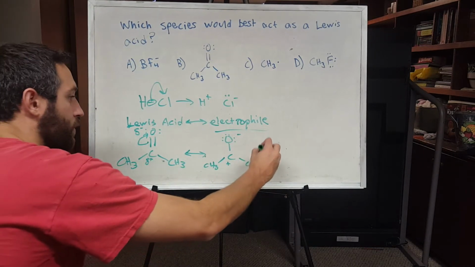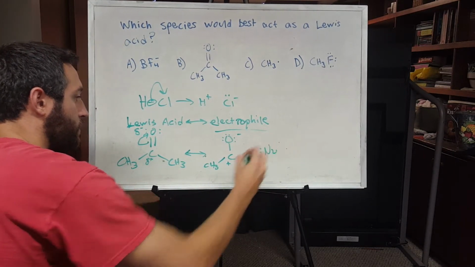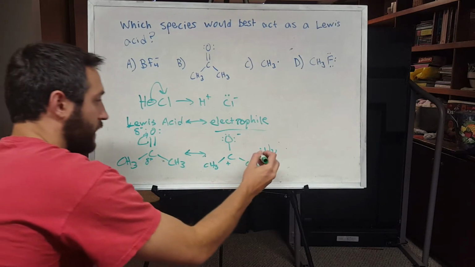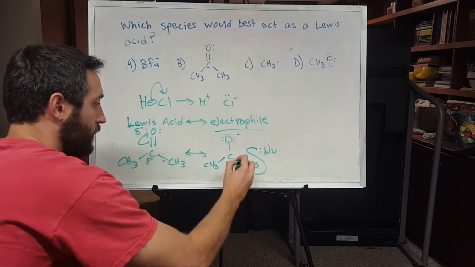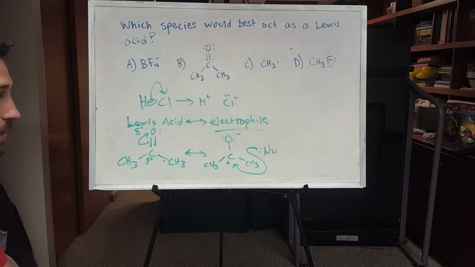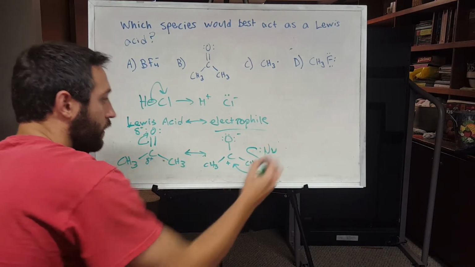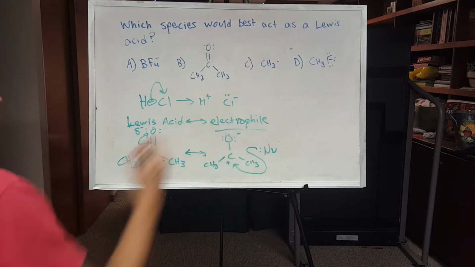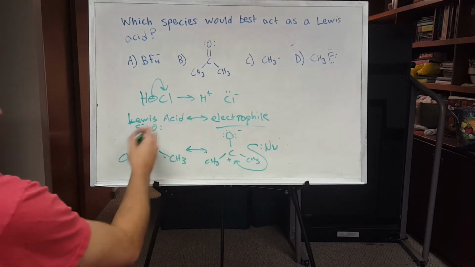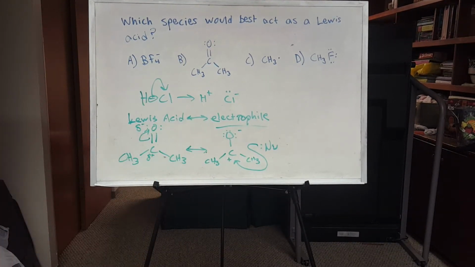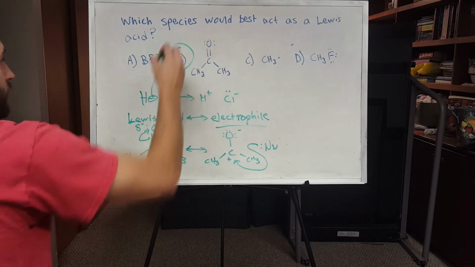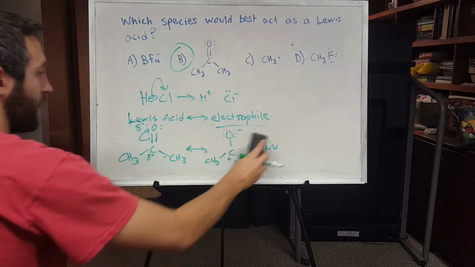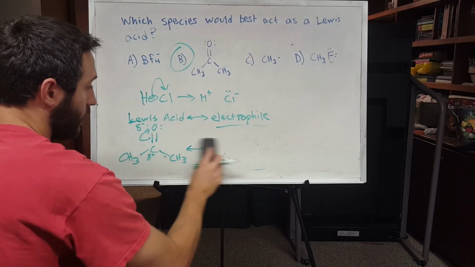So if we have a nucleophile with a lone pair of electrons, it can donate those electrons as a Lewis base would be donating electrons. And the acceptor of those electrons, this carbon, this molecule in the end, would be the electrophile. So B is an electrophile. It is a Lewis acid. It's going to be our answer. Let's keep going, though.